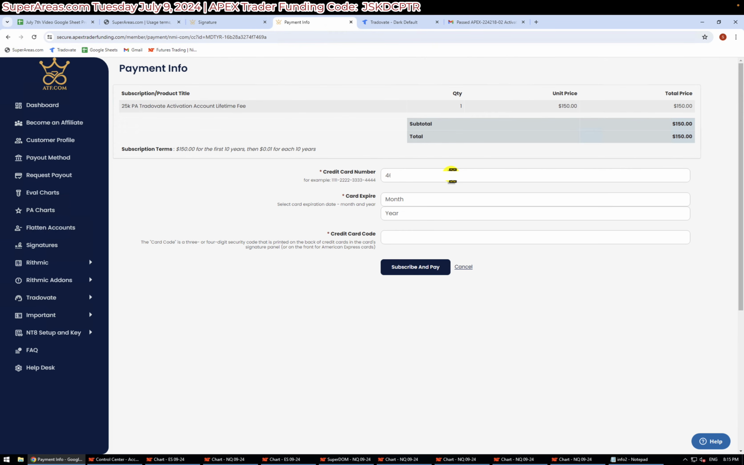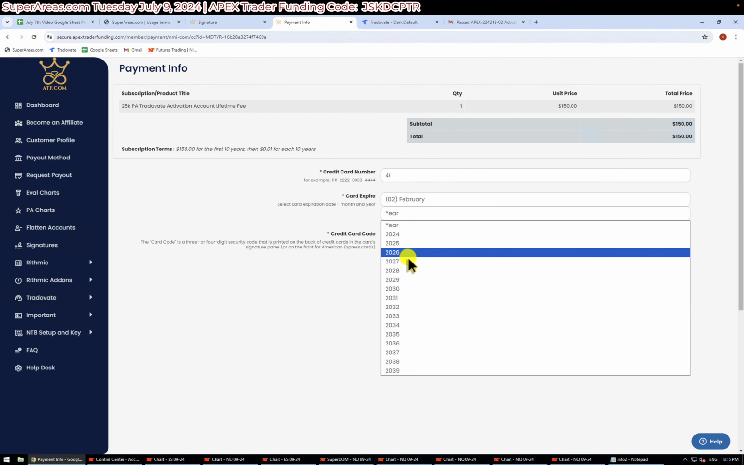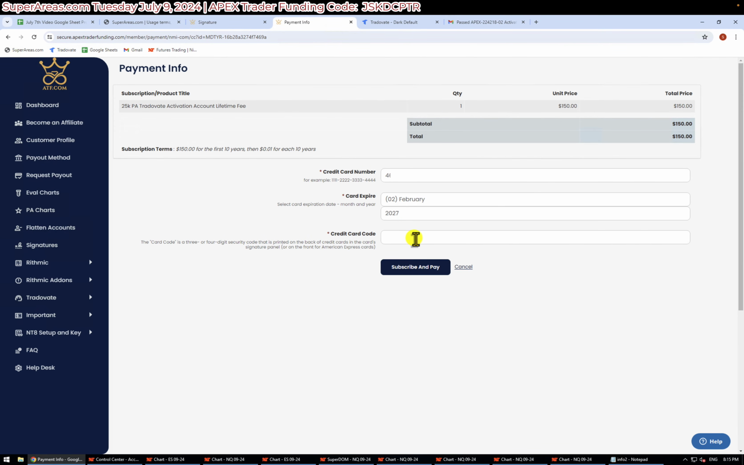So let's type in the credit card number, and let's get this going, and I'll show you what new emails you get from Trade Ways after. So we can do the expiry, put in the code, and hit subscribe and pay. And I explained earlier why it's a subscription, because if you pick the monthly fee, then it means that you're going to be a subscriber, and every month it will be charged. But in my case, my subscription terms are $150 for the first 10 years, and then 1 cent for another. So practically $150 for your lifetime. And I hit subscribe and pay.